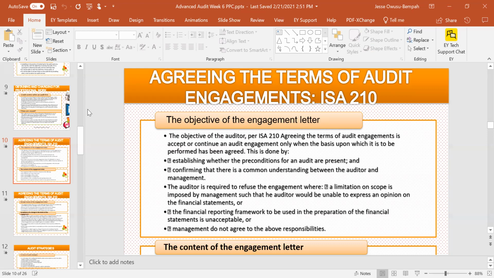The auditor is required to refuse the engagement where a limitation on scope is imposed by management, such that he would be unable to express an opinion on the financial statements. What's a limitation on scope? It's a situation where management restricts the auditor in terms of the scope of activities that they are able to perform in the audit, one way or the other. So they limit scope. That's why it's called a limitation on scope. They limit the scope of the audit work, by either not providing the information that the auditor needs, and so the auditor is not able to give their opinion, or some other restrictive measures that make it difficult for the auditor to express their opinion. Very, very important.